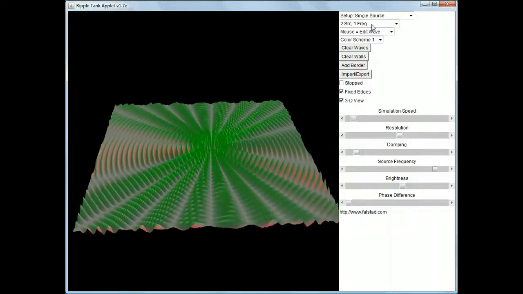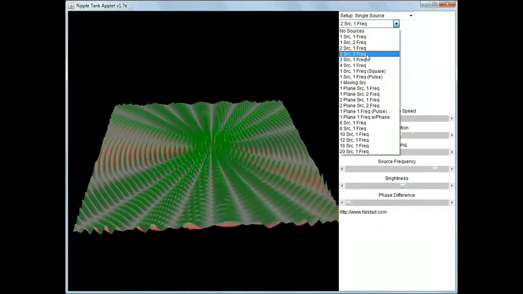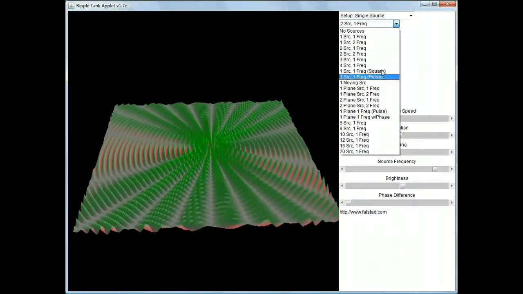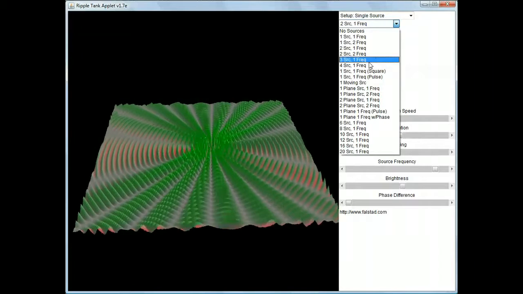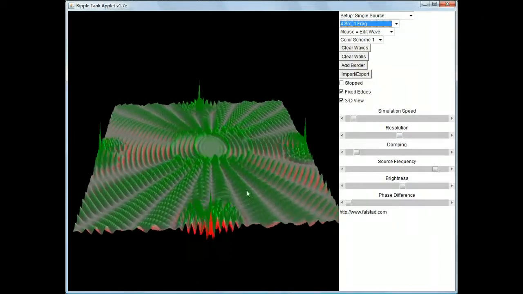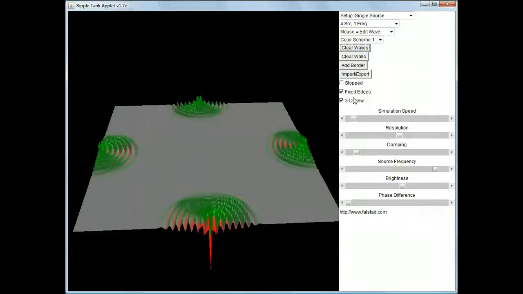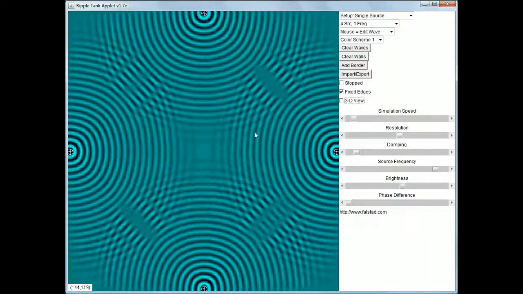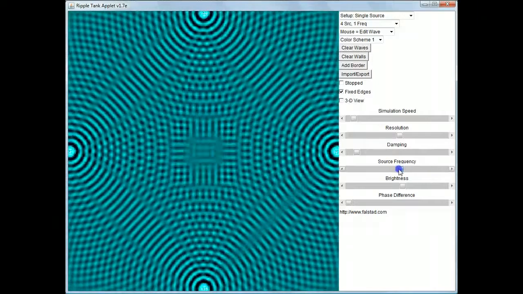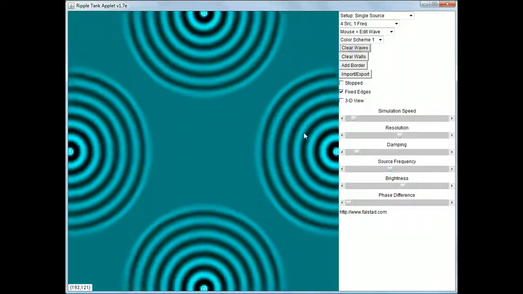Now we could also do other things. For instance, on this website you could go to two sources with two different frequencies, which you can change the phase and essentially do that. You can also do, say, 4 sources. So I'm going to clear the waves here so you can see this. I'll go to the 2D view at first, and I'm going to lower the frequency down. That's a little too fast of a frequency for me.